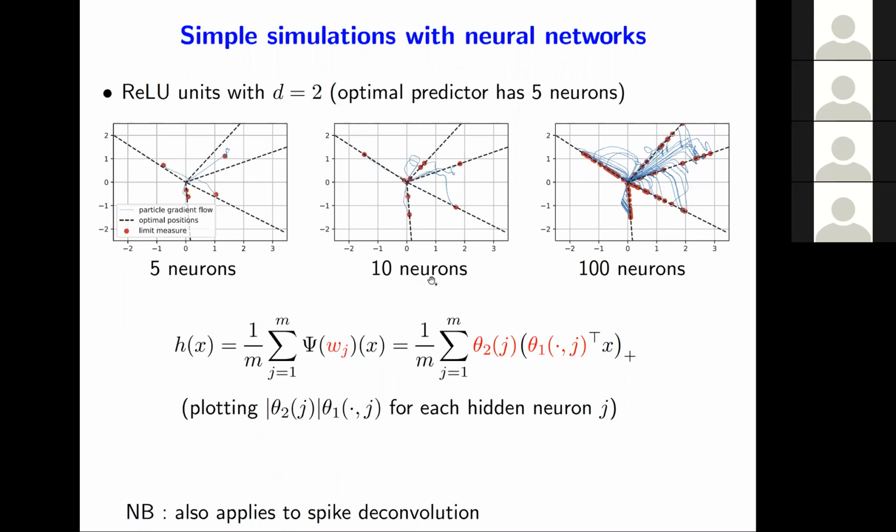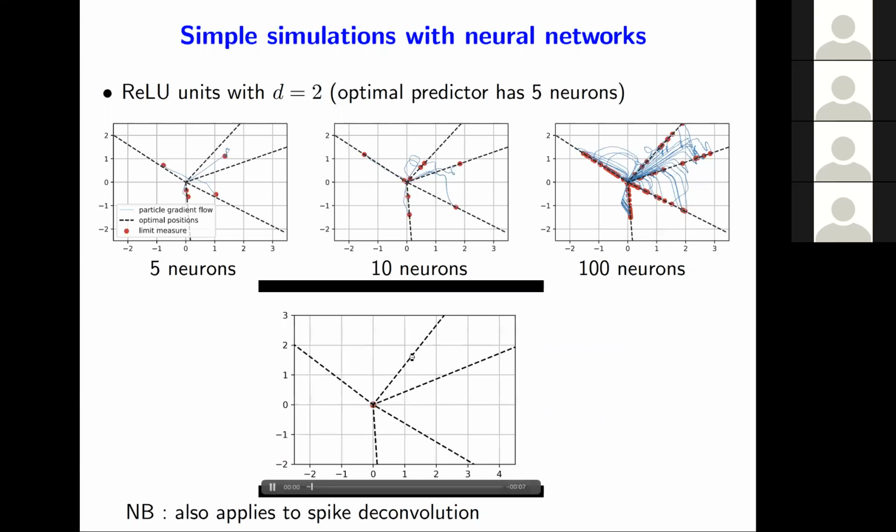Small video to show the weirdness of the dynamics. So you start around the optimum, uniform around zero, and then you let the neurons go, and the dynamic is not straight. You do a lot of turns, but at the end you converge to the correct set of directions.